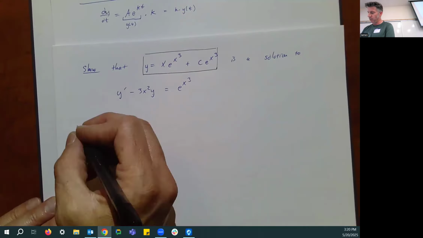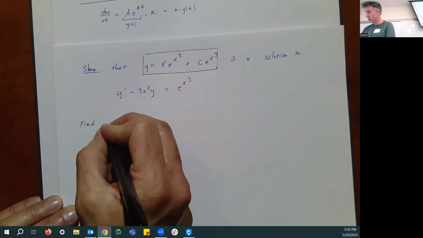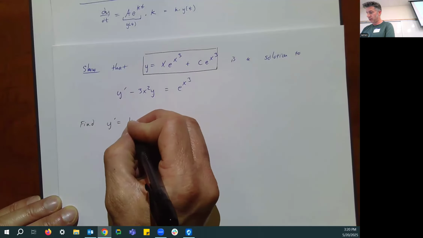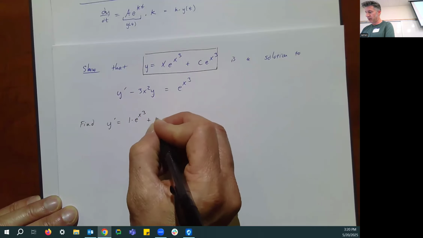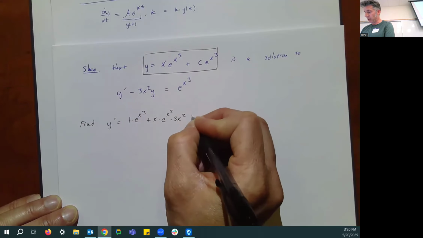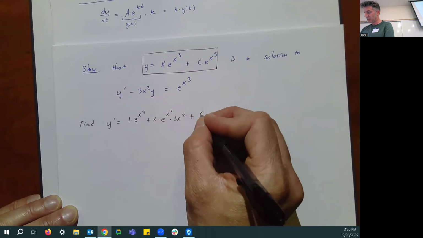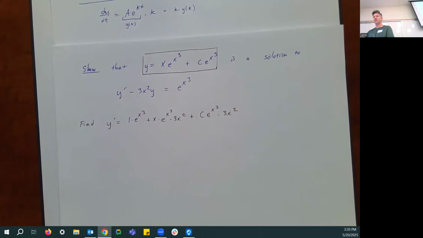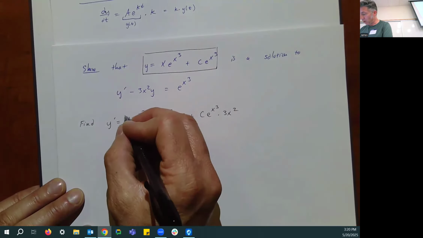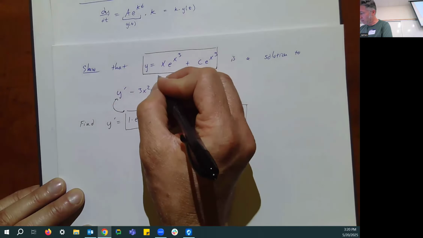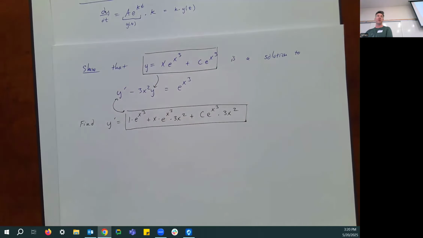So we're going to find y prime by just differentiating. y prime is going to equal, I have to use the product rule here, 1 times e to the x cubed plus x times e to the x cubed times the derivative of x cubed, plus the derivative of c e to the x cubed, which is c e to the x cubed times the derivative of x cubed. Pretty gross looking. So then I'm going to substitute all of this in for y prime and all of this in for y, and then hopefully it works.